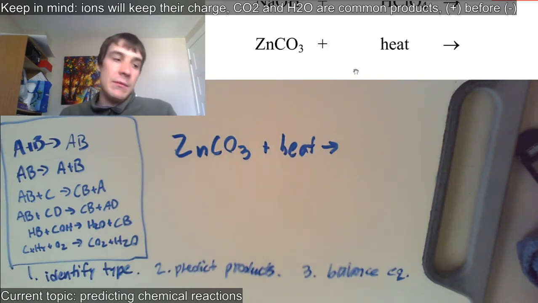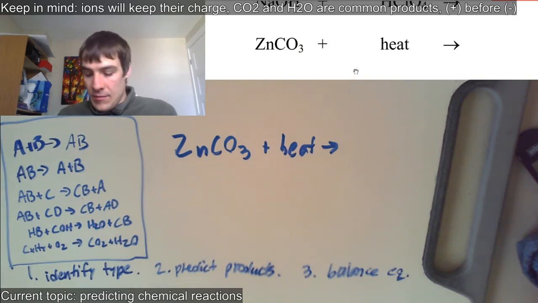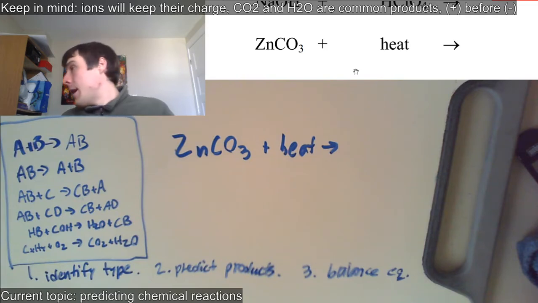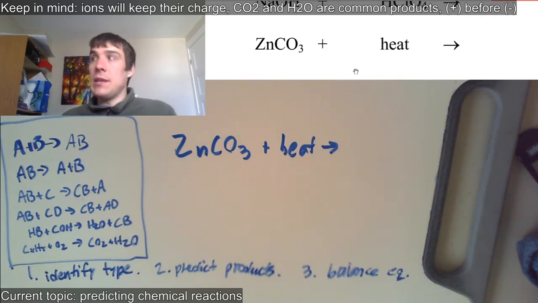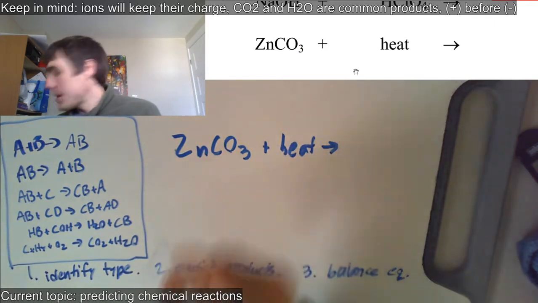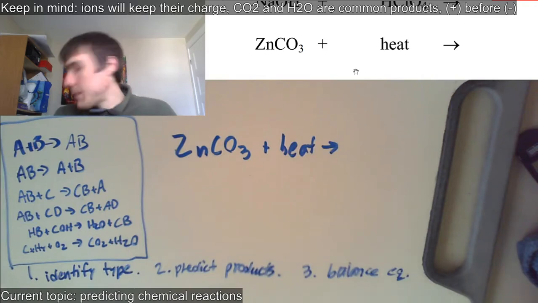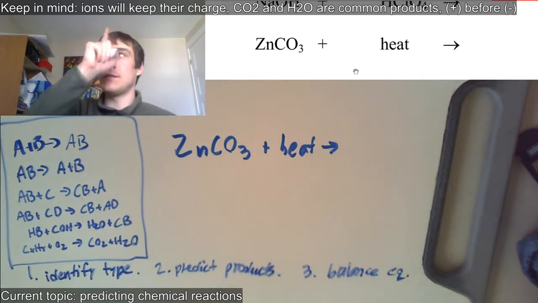This is something we're going to learn soon, that carbonates typically give carbon dioxide when they decompose. And what's left over is actually going to be an oxide, because oxides are very strong as well. It's basically zinc rust. We have to figure out what kind of oxide. So let's actually split this up. Remember that ions will keep their charge.